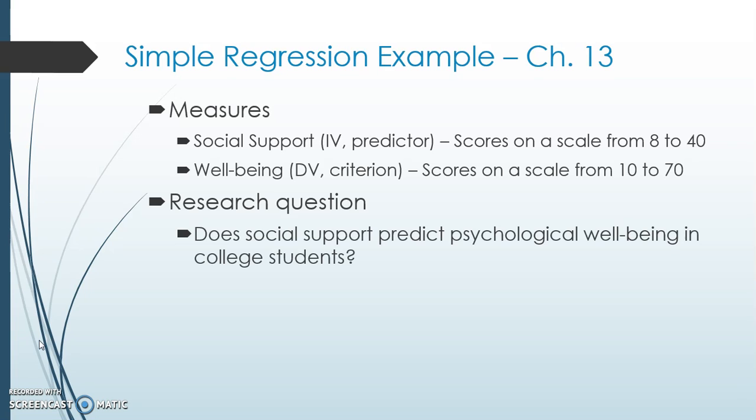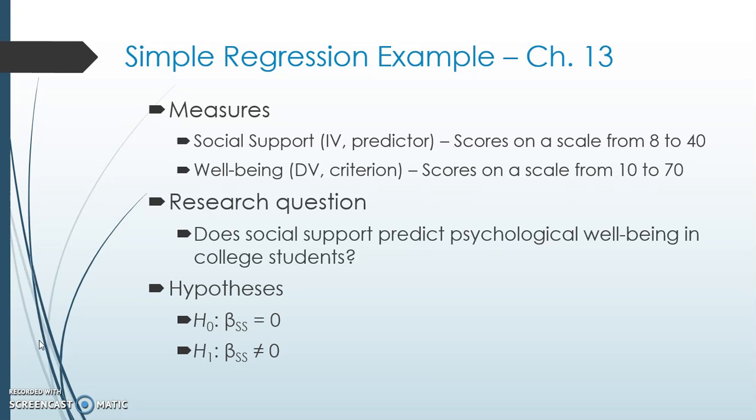The research question that's investigated by this example is, does social support predict psychological well-being in college students? That fits along with our basic objective for simple regression, which is that we're trying to figure out if one variable can be used to predict another.